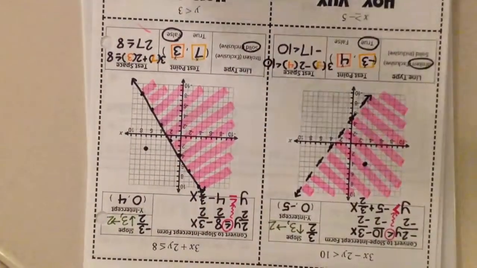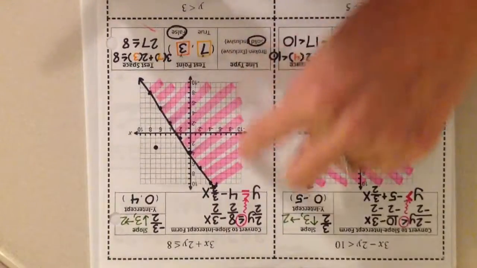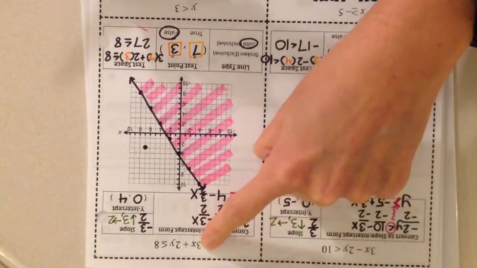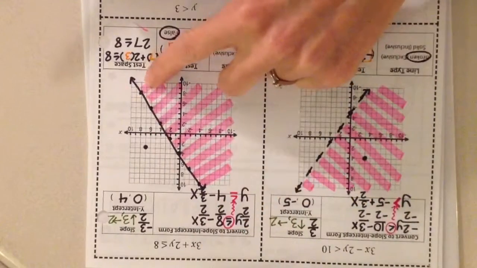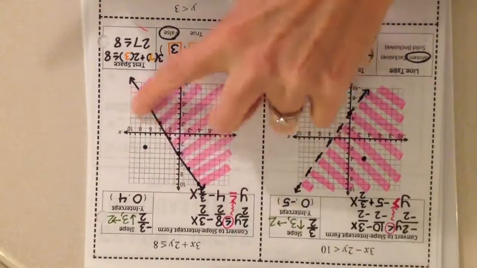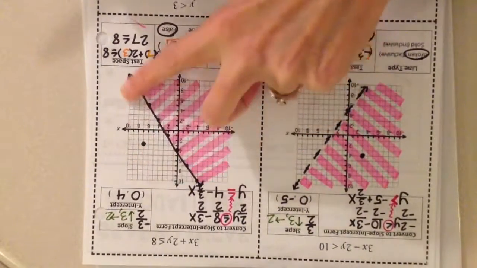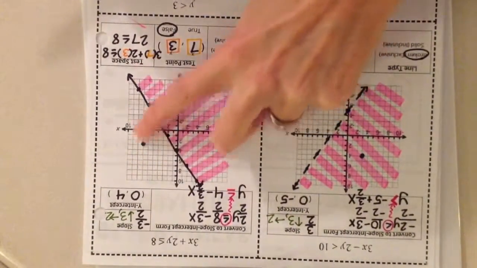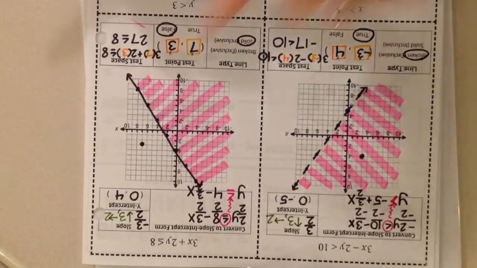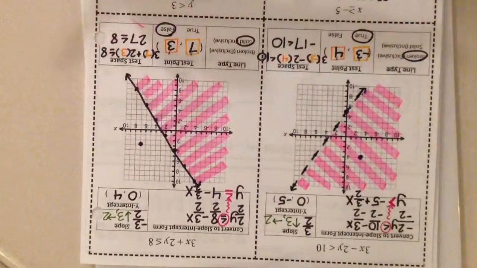Okay, so here's what that means. This means that any point in this shaded area, when I plug them into the original inequality, I will always get a true inequality. If I plug in any ordered pair from this side of the solid line where it is not shaded, I am always going to get a false inequality, which means these points are not part of the solution set.